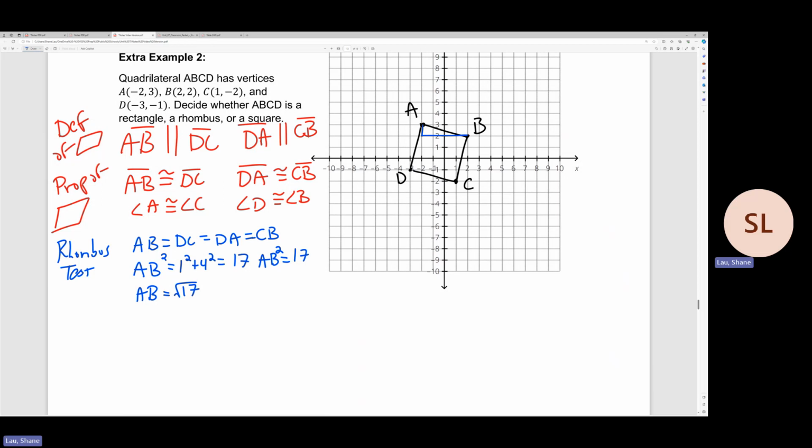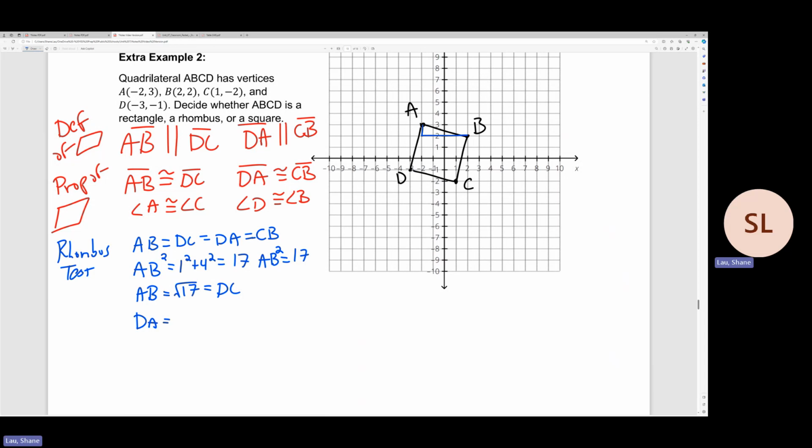But like I said beforehand, with our properties of parallelograms, if we know that AB is equal to the square root of 17, then we also know it's going to be equal to DC. Remember, we're just testing to see if each of them is equal to each other. But we know for sure that AB and DC will already be equal to each other. Keep going. We'll find DA.